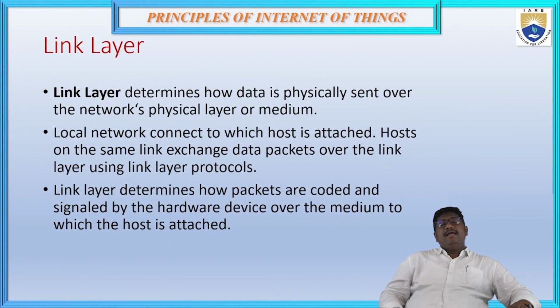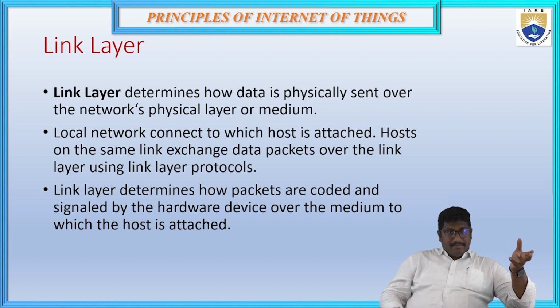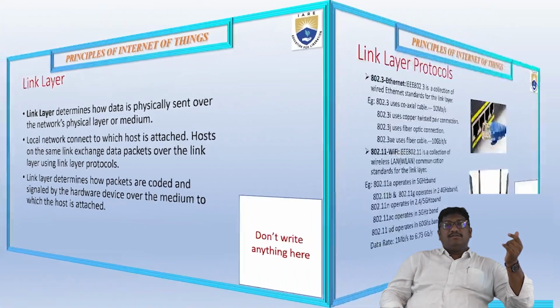Coming to the link layer, as I told you, the link layer is the layer which determines how the data is going to be transferred physically from the network layer using a particular medium. This is the layer which determines how the packets are coded, how the data is signaled by the hardware devices, and how it is attached.